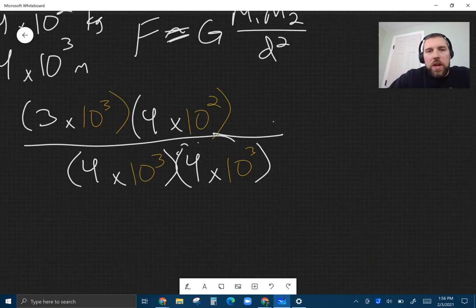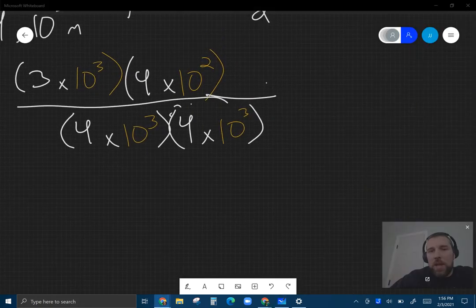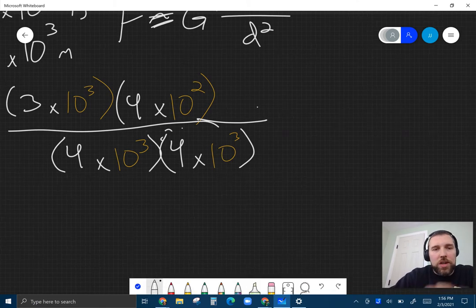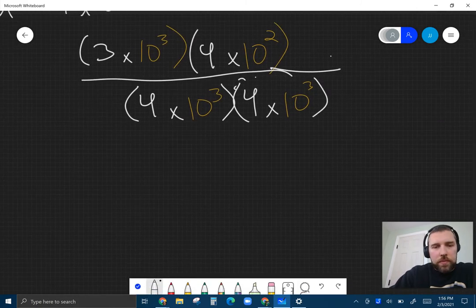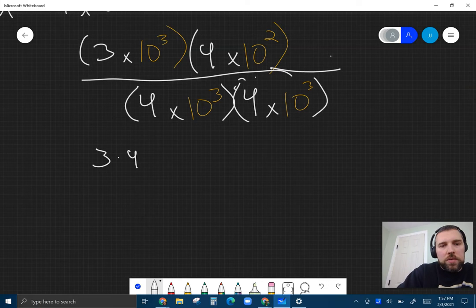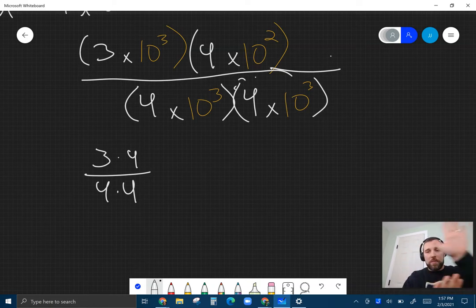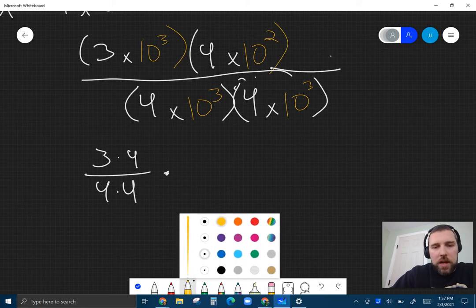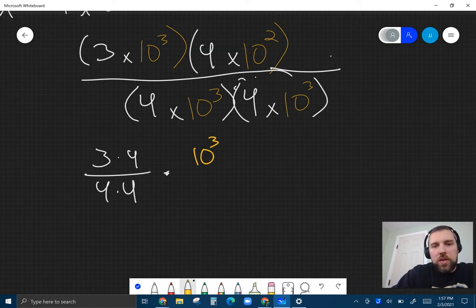How are we going to do this? I used different colors here because I want to separate these. Basically, I want to look at just the numbers out front and handle the math for that, and then look at just the exponents on the right. So I'm going to separate this into all numbers out front: 3 times 4 over 4 times 4. Now, all of this is multiplication, right? A times B is the same as B times A, so I can move stuff around. Totally cool. And I'm going to look at this side to say, okay, I have 10 to the third times 10 to the second over 10 to the third times 10 to the third.